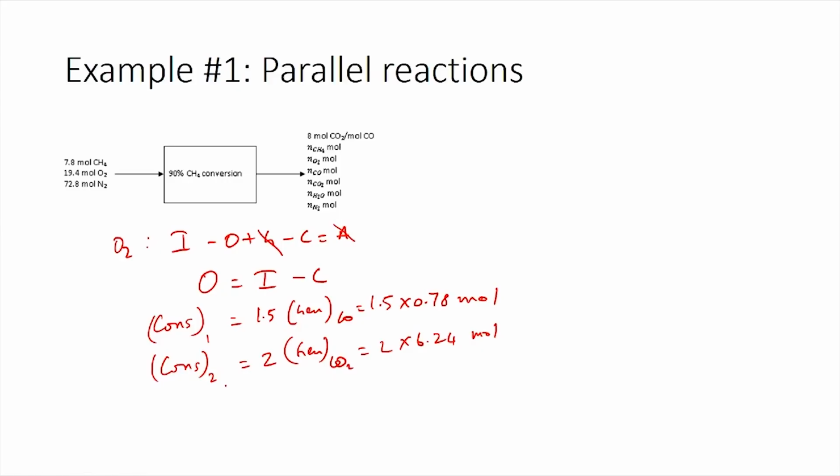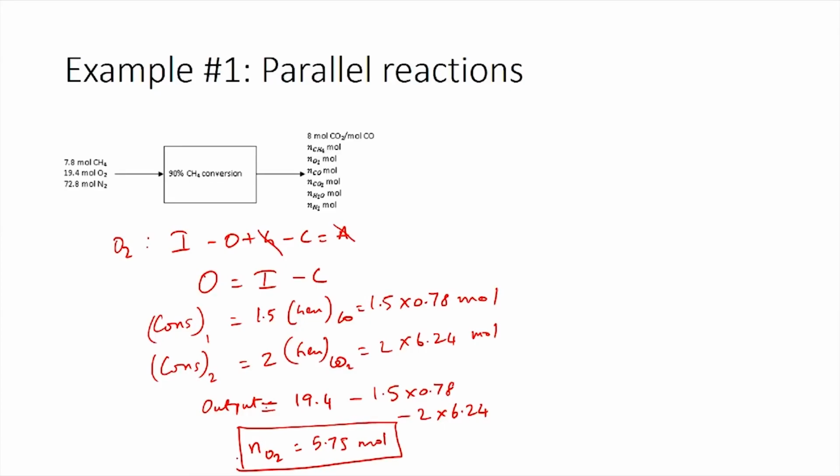So the total output of oxygen would be the input, which is 19.4 moles of oxygen, minus 1.5 times 0.78, which is the consumption from reaction 1, minus 2 times 6.24, which is the consumption by reaction 2, giving you the final output as NO2 equals 5.75 moles.